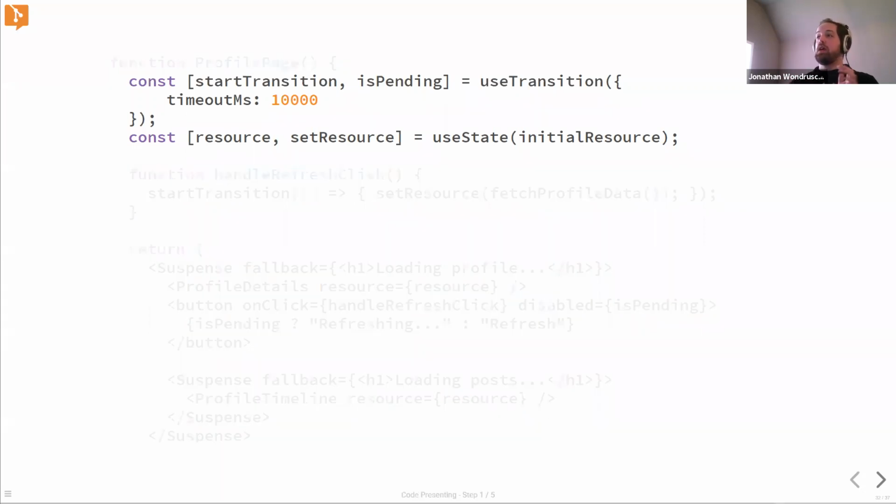We're going to set up this component just by adding the use transition hook, like we did in the first example, where we get the callback for start transition and whether or not this is pending. And we're going to set a longer timeout here of 10 seconds, just to say, hey, we're going to give this profile page 10 seconds to fully load. And then set resource. This is the potentially async resource that we referred to earlier.